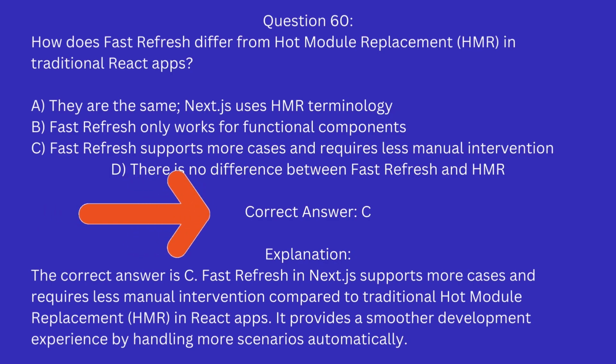Correct answer, C. Explanation. The correct answer is C. Fast refresh in Next.js supports more cases and requires less manual intervention compared to traditional hot module replacement, HMR, in React apps. It provides a smoother development experience by handling more scenarios automatically.